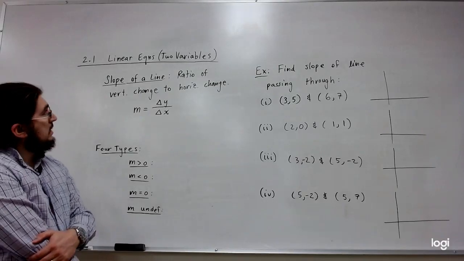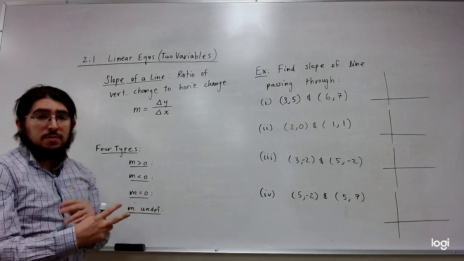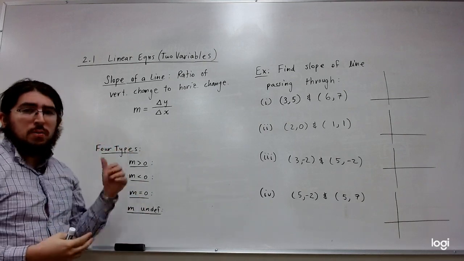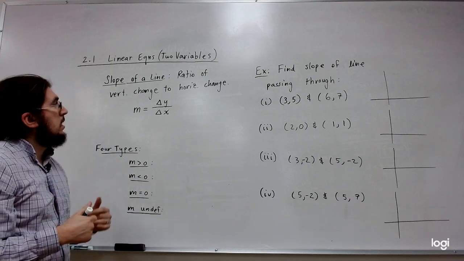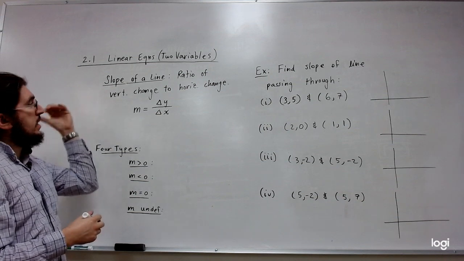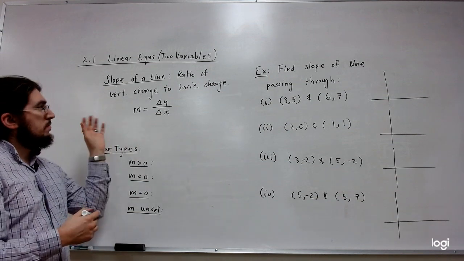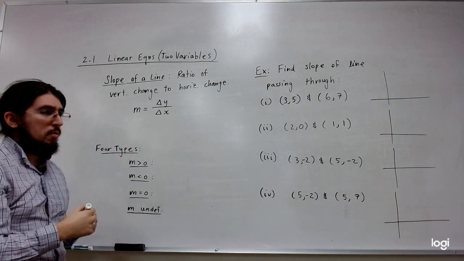Alright, so for this section 2.1, it's going to be on linear equations in two variables. And the first thing I want to get out of the way is the idea of slope, what slope is, and how you can find the slope of a line passing through 2 points. Let me just say that the slope of a line is merely the ratio of vertical change to horizontal change. So we use m to signify slope, so m is the symbol we use to stand for slope.